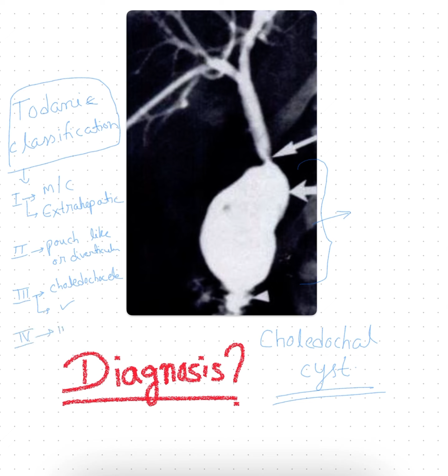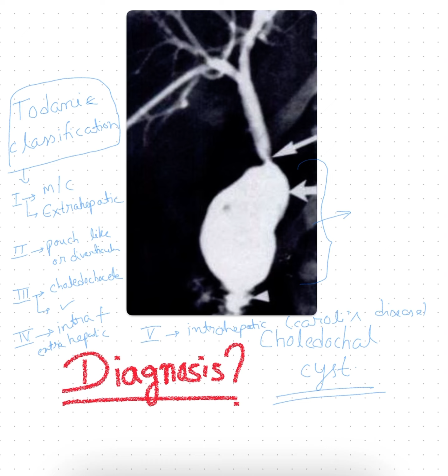Type 4 is where both intra plus extrahepatic bile ducts are dilated. And type 5 is where only intrahepatic bile ducts are dilated. So that is also termed as Caroli's disease. So Caroli's disease is type 5 according to the Todani classification, while type 1 is most common.